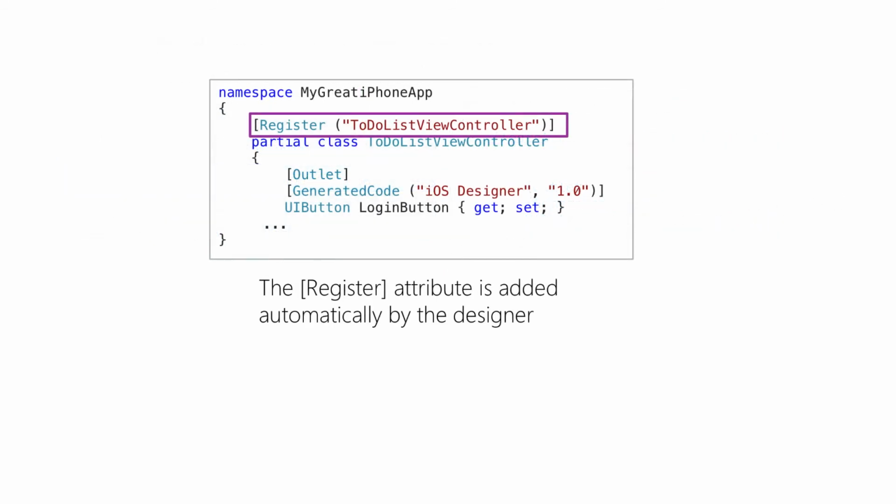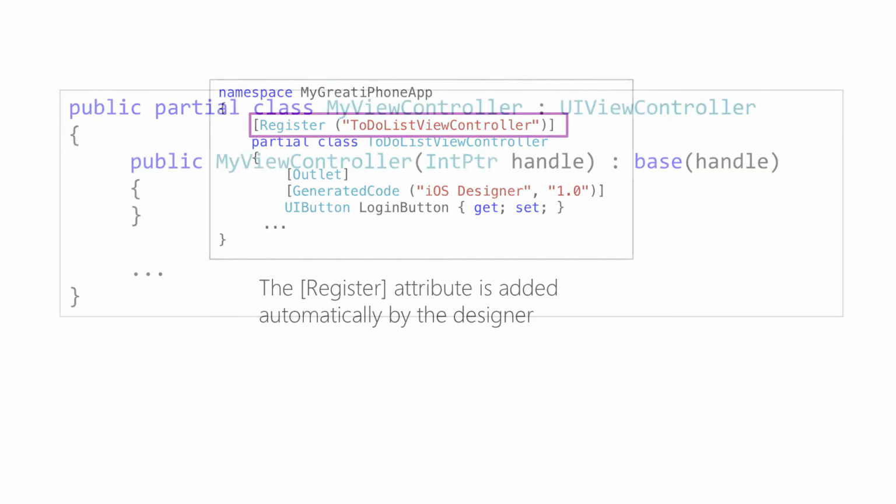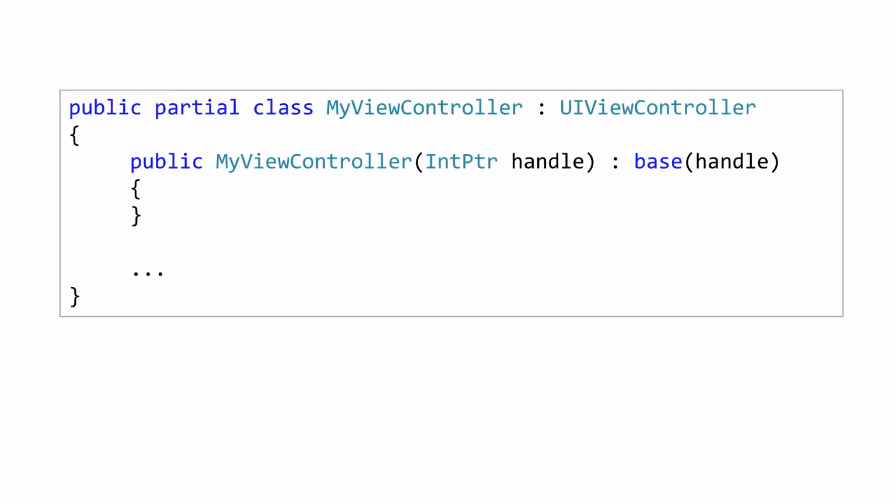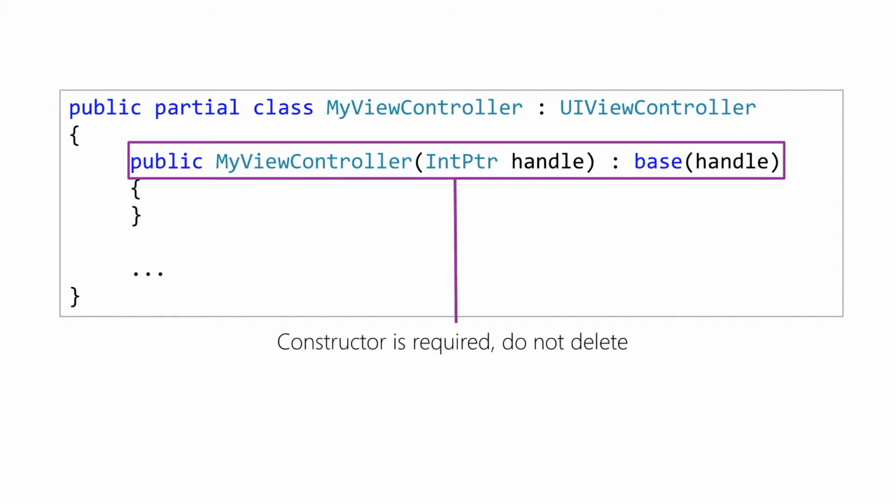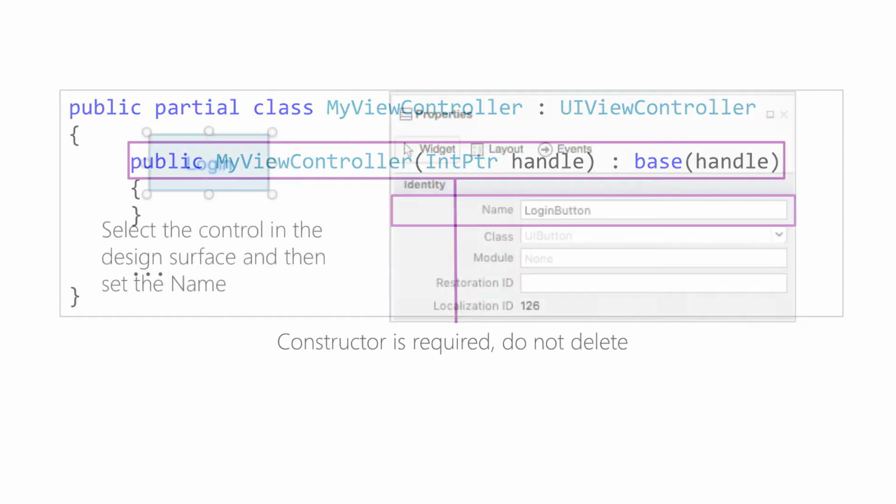Classes that will be instantiated by iOS need to be registered with the Objective-C runtime. This is done through a register attribute. You'll see this attribute automatically added to classes created by the designer. If you created the .cs file manually, you'll need to add it. The designer also adds a custom constructor to your code. This is used by iOS to construct your object at runtime. This constructor is required and should not be deleted.